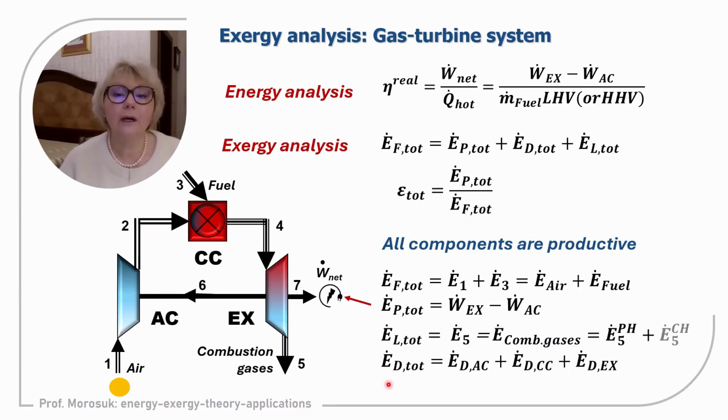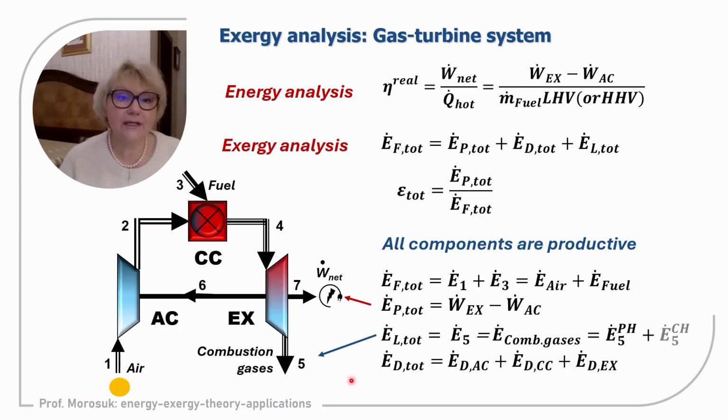So one more time, the product of the system is W net, which will be charged to the grid if it is electricity, or is work that can be used for another energy conversion system. And there is a very interesting observation associated with the losses of the system.